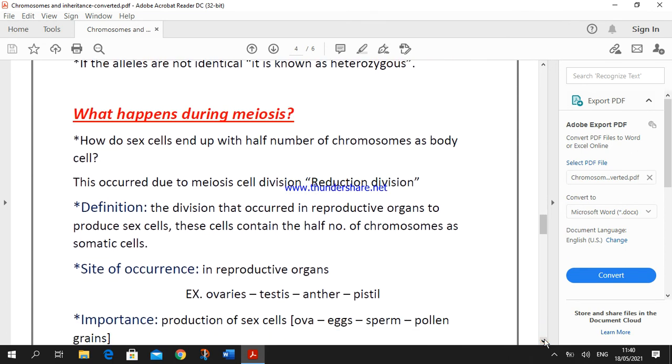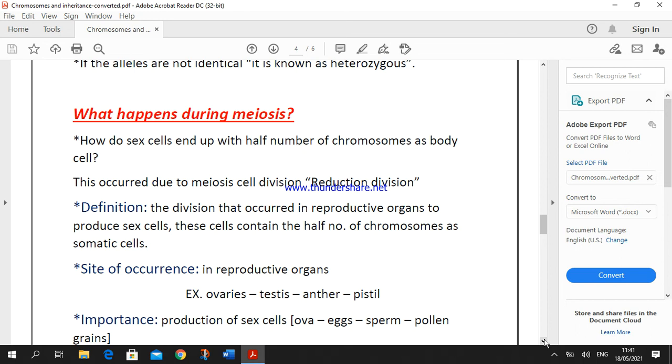What happens during meiosis? Meiosis is a type of cell division. It explains how sex cells end up with half the number of chromosomes of a body cell, and also how the sex cells are formed. This type of division is known as meiosis cell division or reduction division, because we start the division with a complete number of chromosomes, and after the division, the cells formed contain half the number of chromosomes.